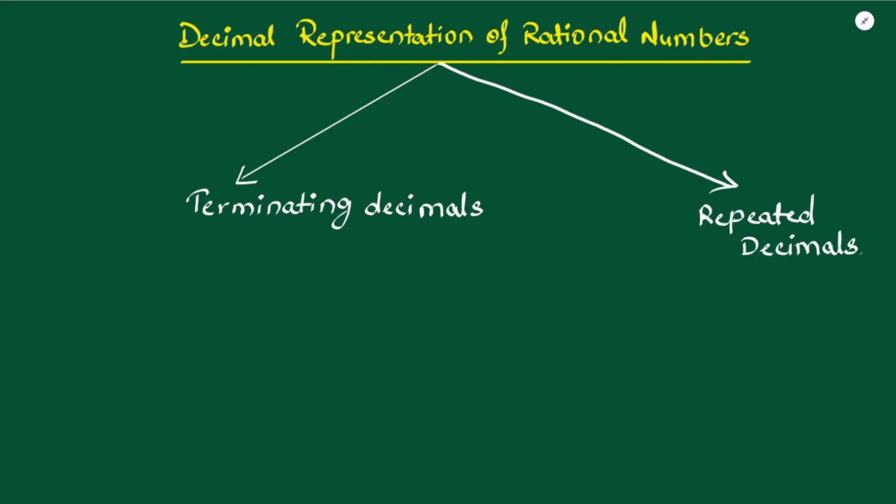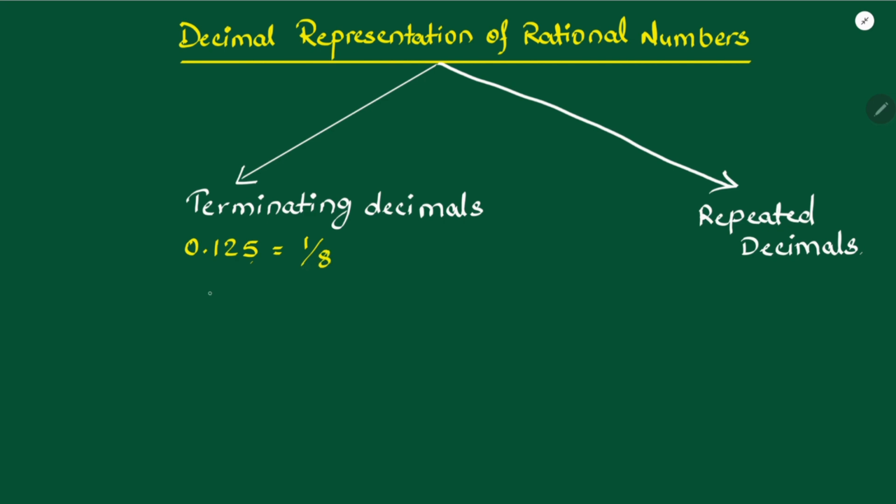Let's first see the terminating decimals. So the example would be 0.125. Here, this decimal number has been terminated at 5. There are no more digits written after 5, so clearly this decimal part is terminated at 5, so this is called the terminating decimal. If you convert this decimal to a fraction, it will be equal to 1 by 8.